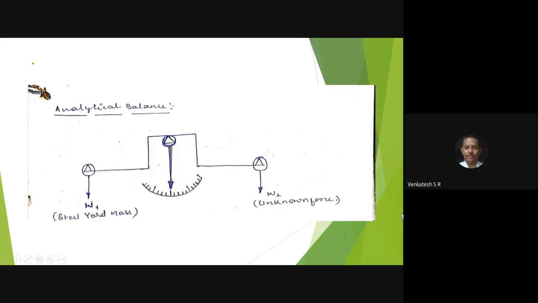All of you observe here. This is very, very important. Almost all the question papers have a question on analytical balance. Please, all of you, write down the question.